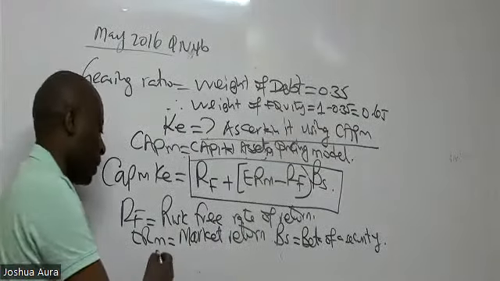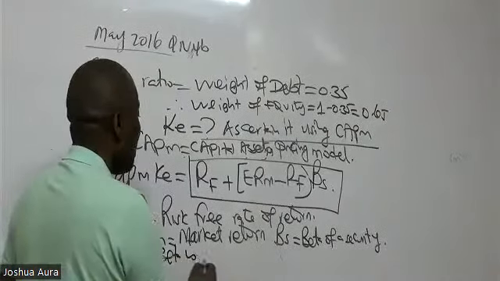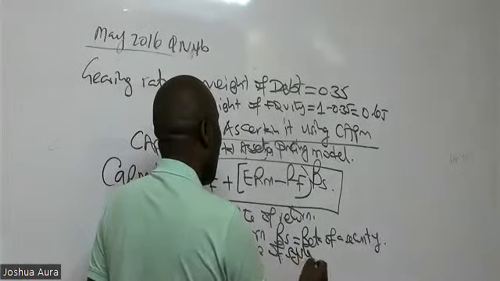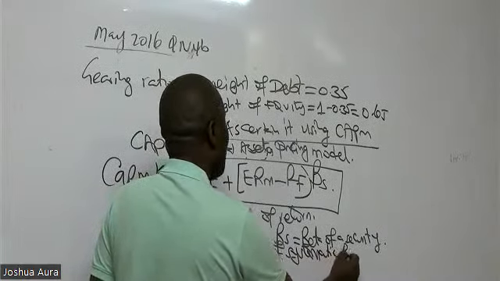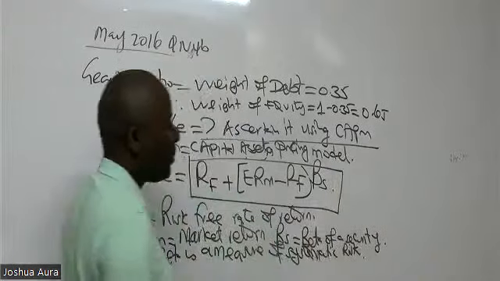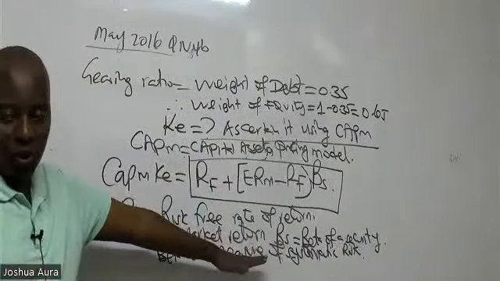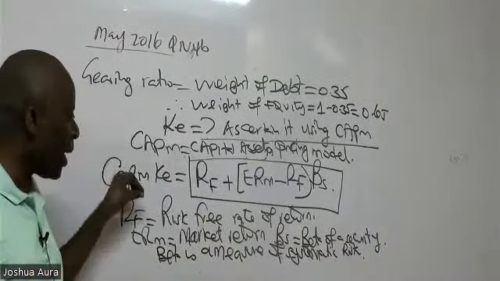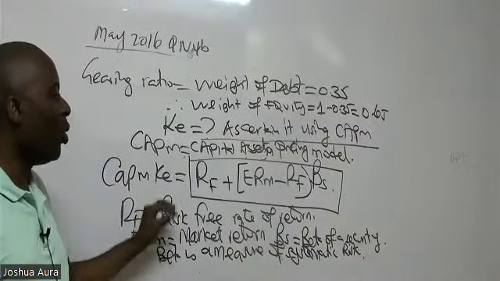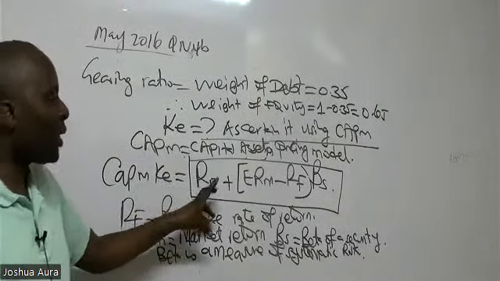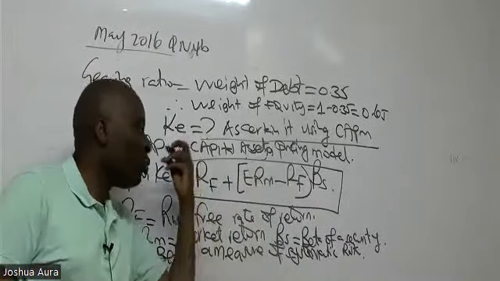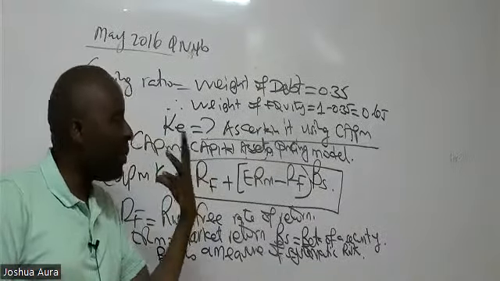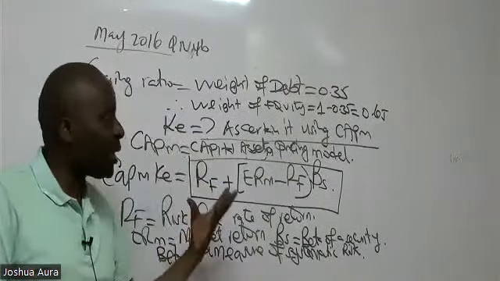You can even mention there that beta is a measure of systematic risk. Don't worry about systematic risk. For now, the thing that I would want you to cram here is that CAPM, cost of equity, will always be equal to risk-free plus ERM minus this risk-free to be able to get the risk premium. And once I have the risk premium, then the risk premium must always be multiplied with the beta of a security.